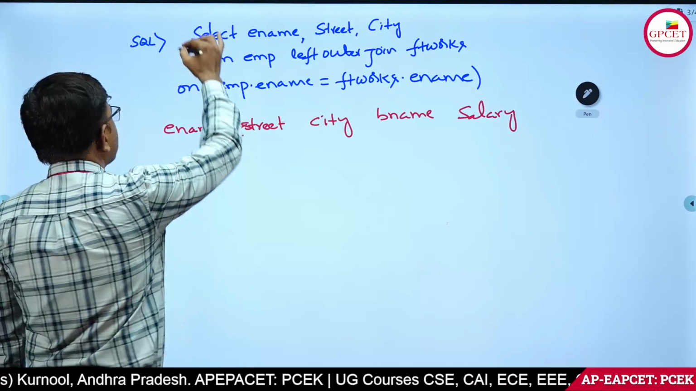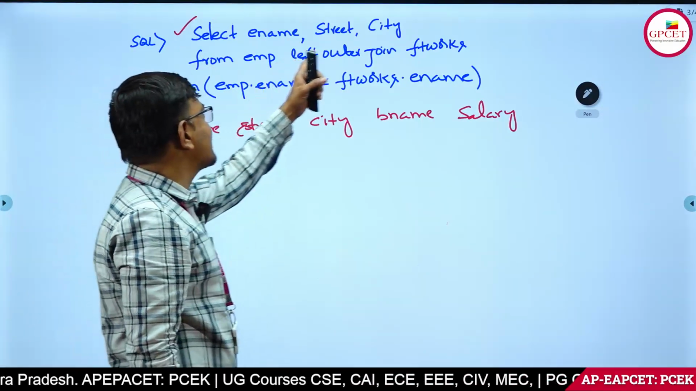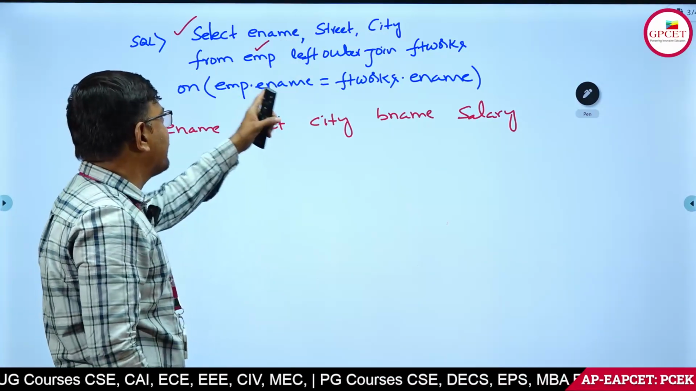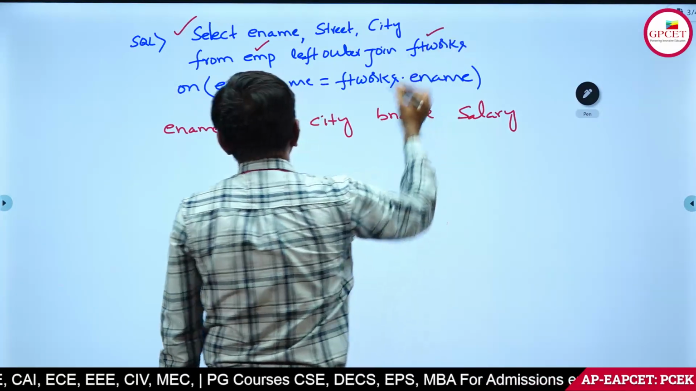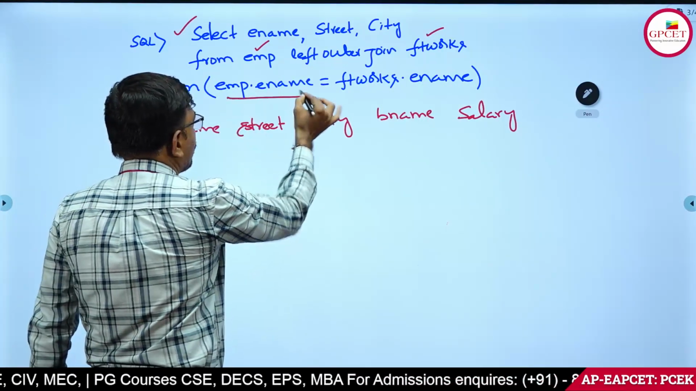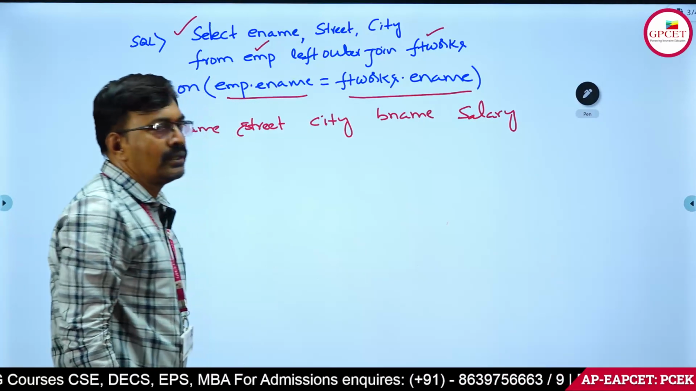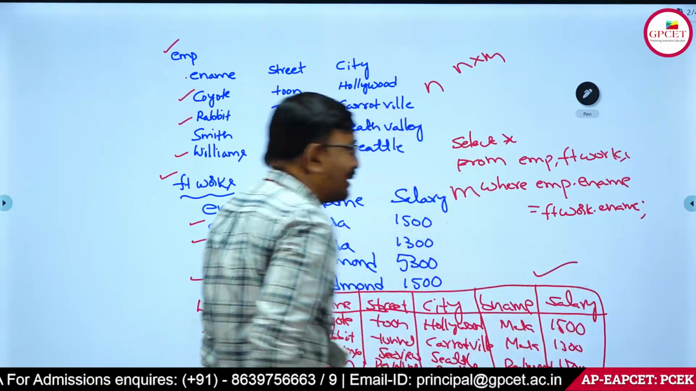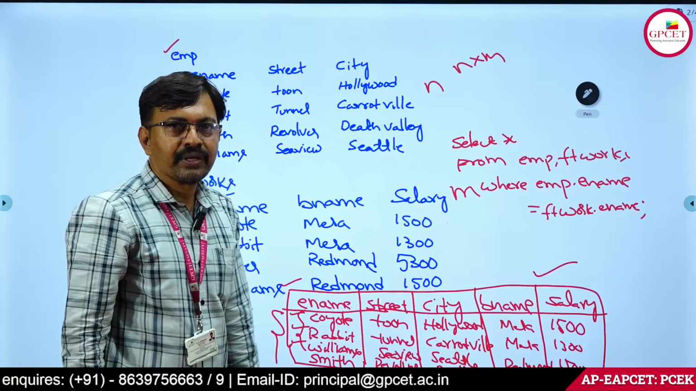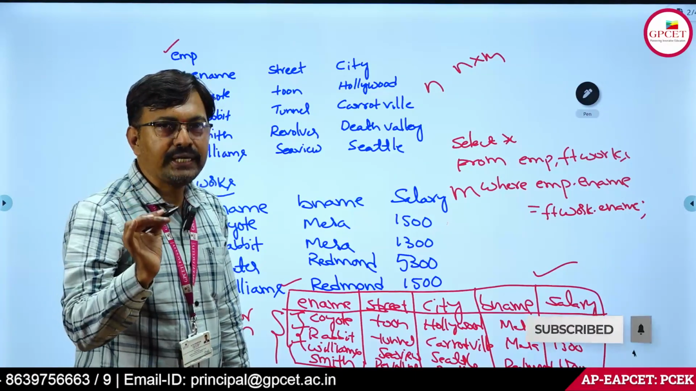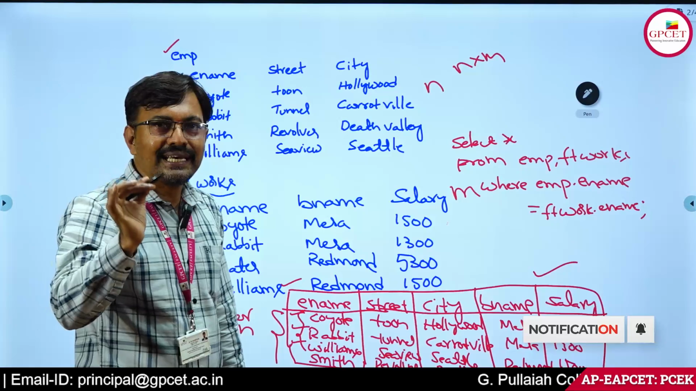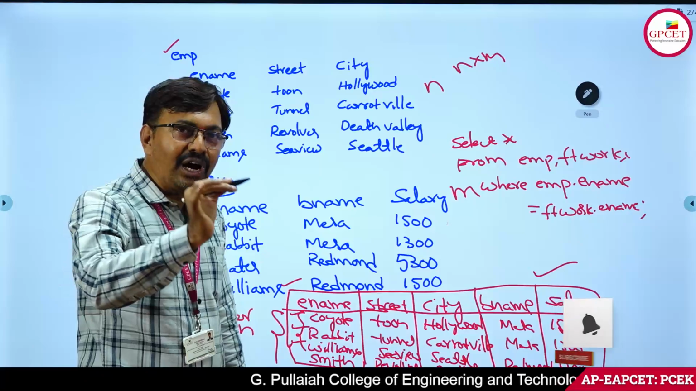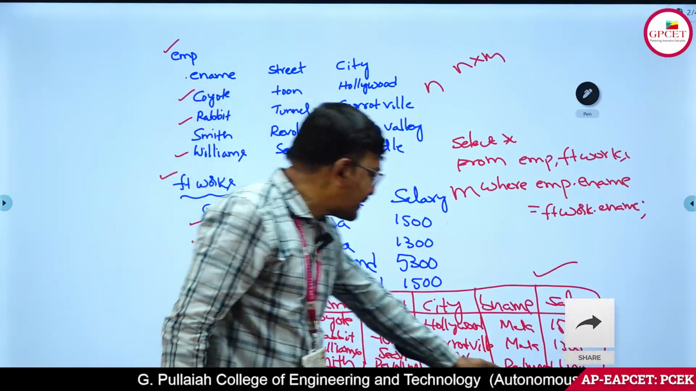What is the syntax? Observe here, syntax is select ename comma street comma city from emp. Emp is the employee table, the left relation, left outer join ftworks on emp.ename equal to ftworks.ename. We can get the output. The output is like that only, by using structured query language. Okay? Don't confuse. Join is the common columns in common values, whereas left outer join is same like join operation, but where there is no match with the right relation, we fill with null values.